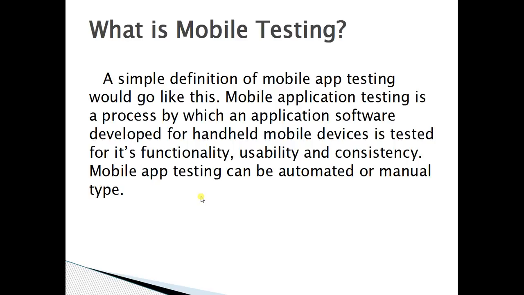Before I proceed, I just want to tell you what mobile testing actually is. A simple definition of mobile app testing goes like this: mobile application testing is basically a process by which an application software developed for handheld mobile devices is tested for its functionality, usability, and consistency. Mobile app testing can be automated as well as manual.